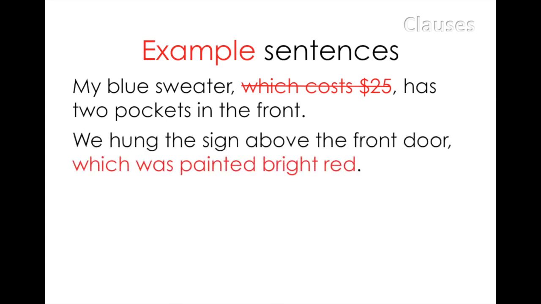We hung the sign above the front door, which was painted bright red. This is another sentence that contains a non-essential which clause. Here, there is a comma separating the sentence, we hung the sign above the front door, and the non-essential clause, which was painted bright red, that is not a sentence but supports the main one. Now let us look at the essential clause that.